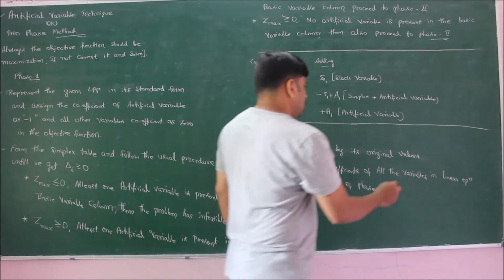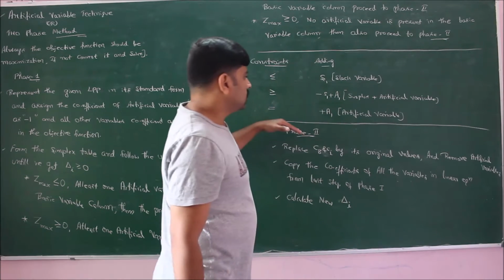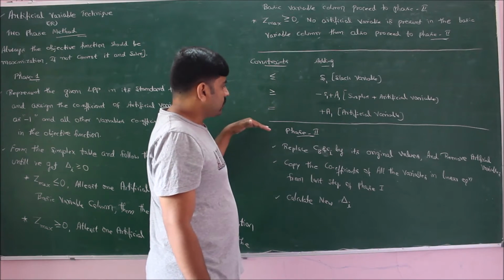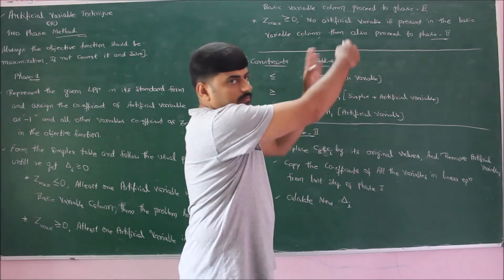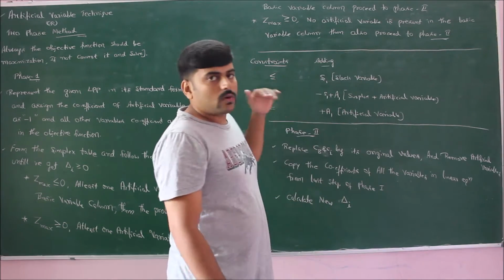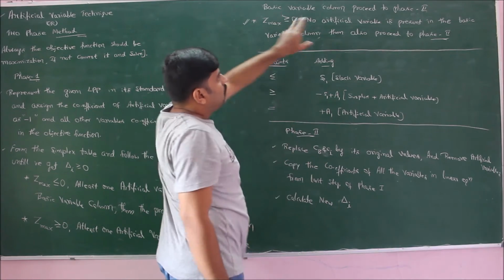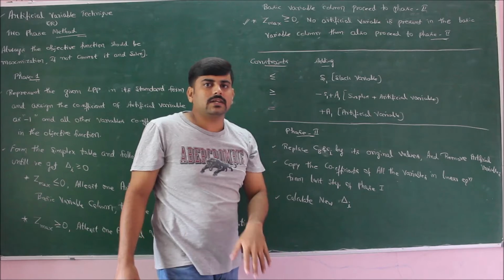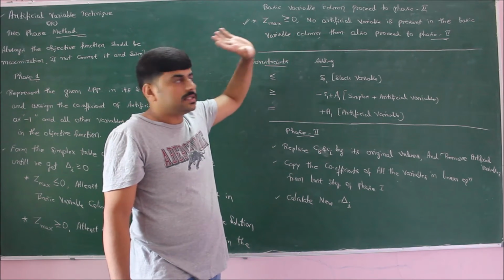And also remove the artificial variables. That is, in phase 2, we won't consider the artificial variable columns, because in the rows we almost encounter case 3, that is, no artificial variable will be present once we find that delta I is greater than or equal to 0.